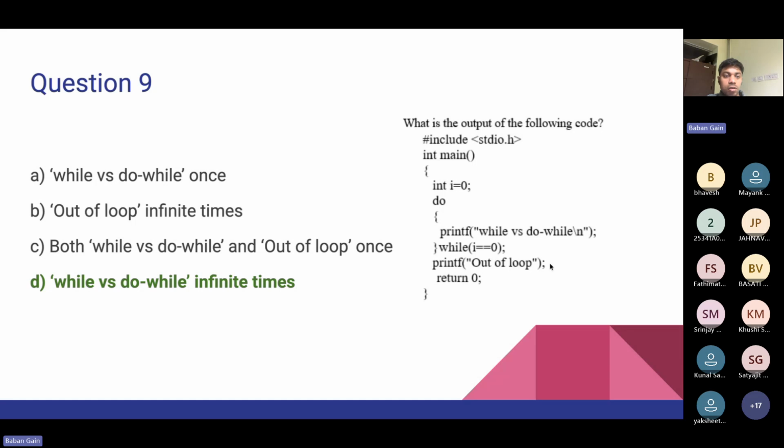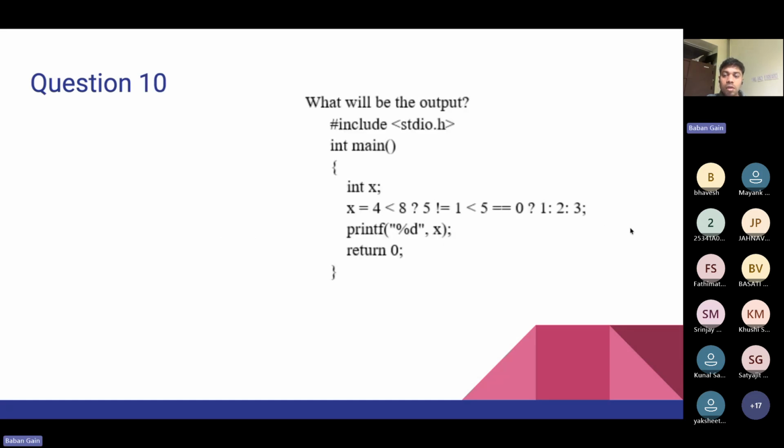Okay, let me go to the next question then. There are some ternary operators here again, and there are multiple such operations. There are less than, and there are some equal to operations. So we have to figure out the exact sequence of the operations, and then decide on the output.